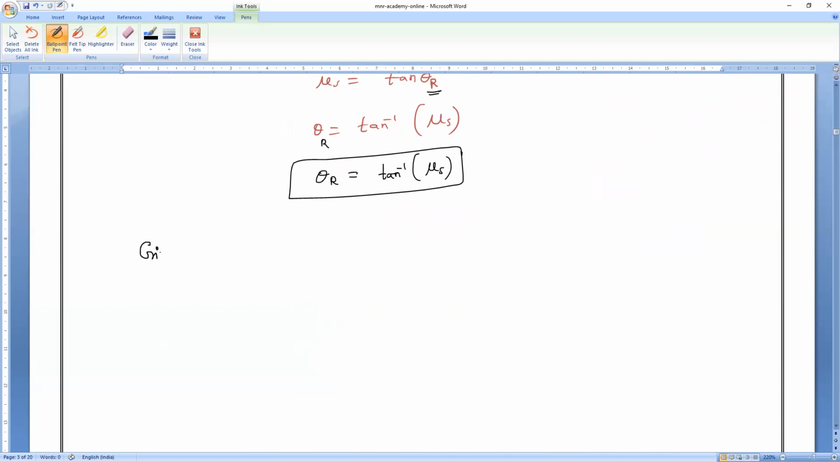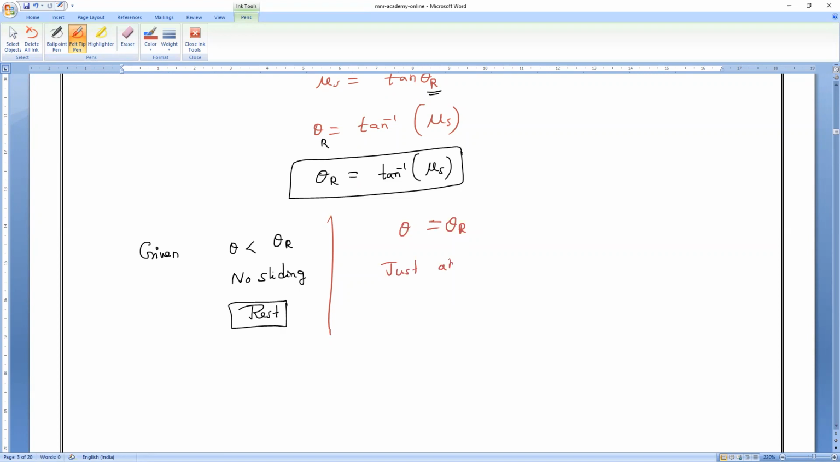So from this, I'll make a conclusion. If the given theta is less than the angle of repose, there is no sliding, which means the body is in a state of rest. Next, if the applied angle theta is equal to the angle of repose, both are equal, so the body is just about to slide.